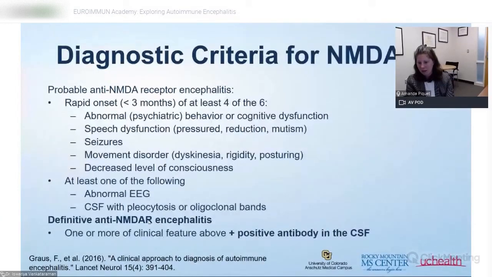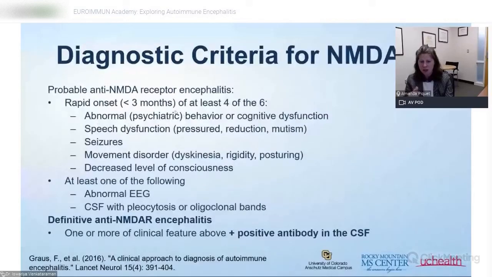Probable NMDA receptor encephalitis can be met when four out of the six of the following criteria are present. So this includes a rapid onset, which is defined as less than 3 months, of abnormal or psychiatric behavior. And here I'm going to list six of the criteria, again, four of these. So the psychiatric behavior, speech abnormalities, seizures, and this is in the setting of no history of underlying seizure disorder, abnormal movements, or decreased level of consciousness.